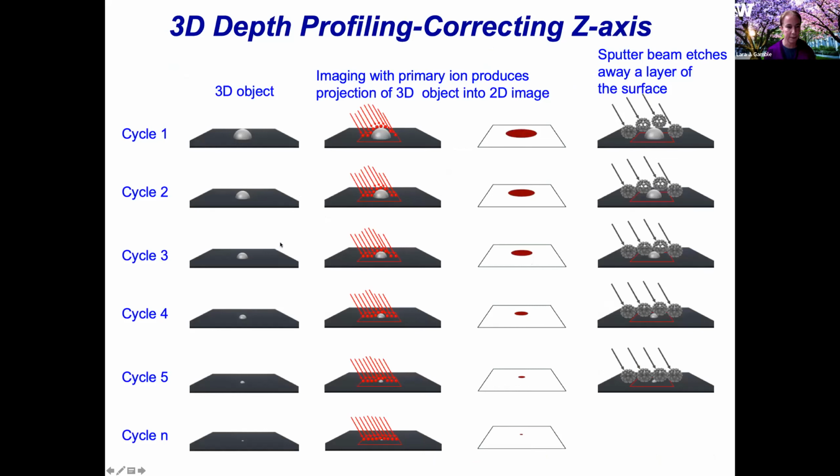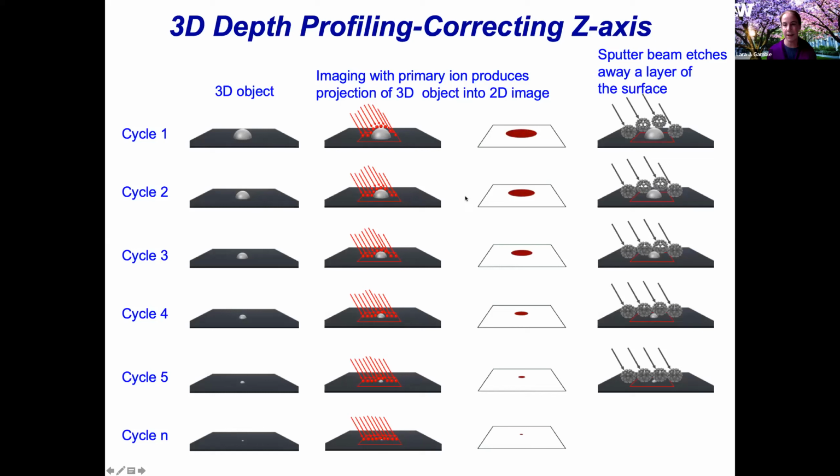And this is sort of a pictorial example of that happening. Suppose you had a bead, or maybe it was a cell on a sample, a flat surface, and then you do a TOF-SIMS image, and you'll get a flat 2D projection of what you saw, even though there's topography there. And then you would sputter that sample, and everything would get a little bit smaller. That bead would get a little bit smaller.